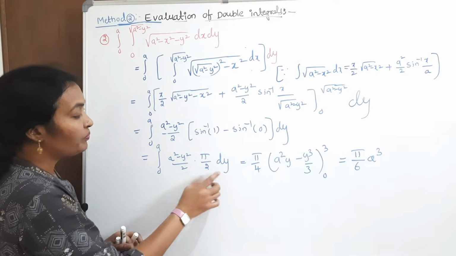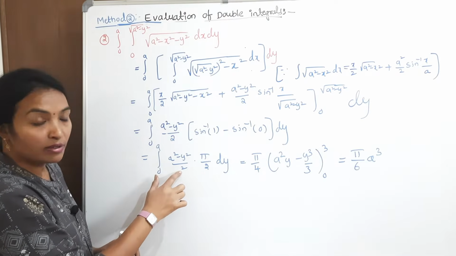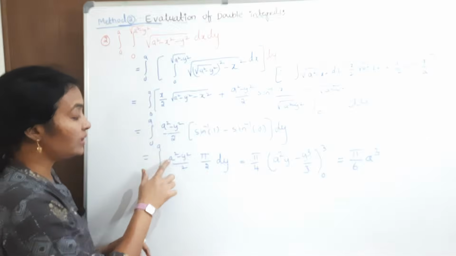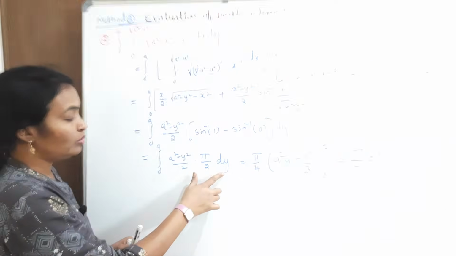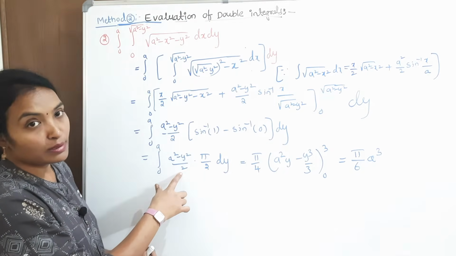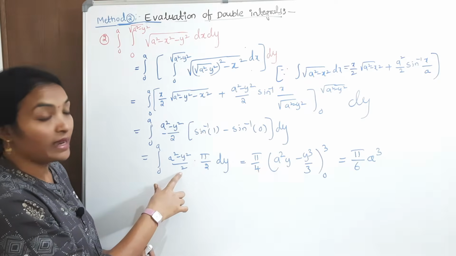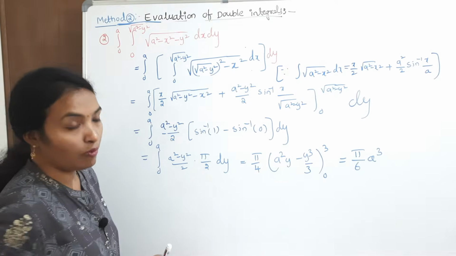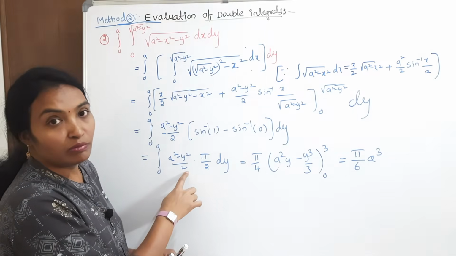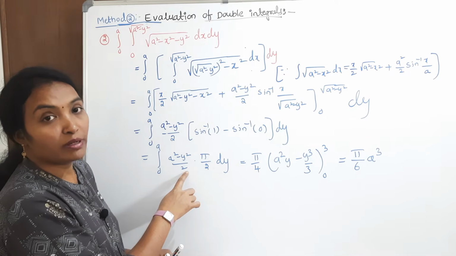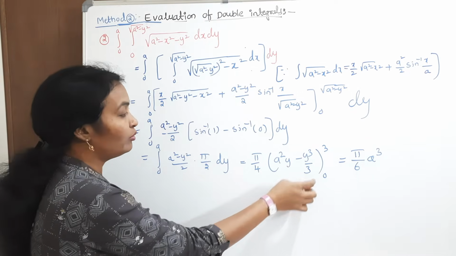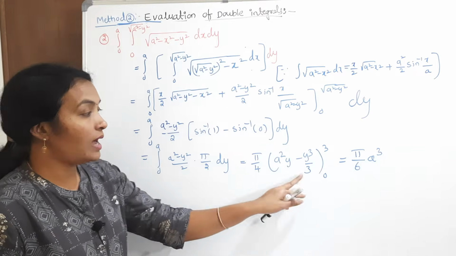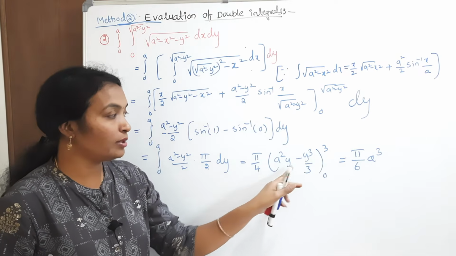This is 0. Now for this term, separating the fraction, then apply the integration, a square by 2 with respect to dy. A square by 2 is a constant, with respect to y integration we will get y, and y square by 2 becomes y to the power of n plus 1 by n plus 1, y cube by 3. Is it clear? After that apply the limits in the place of y.